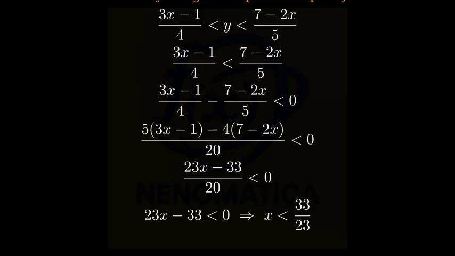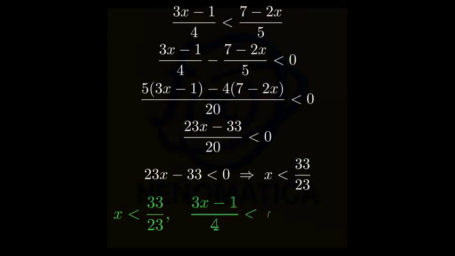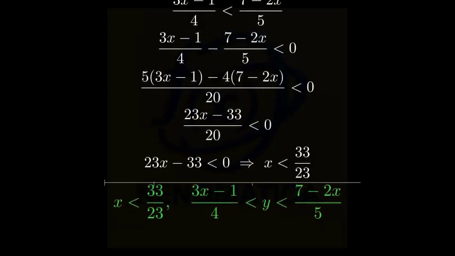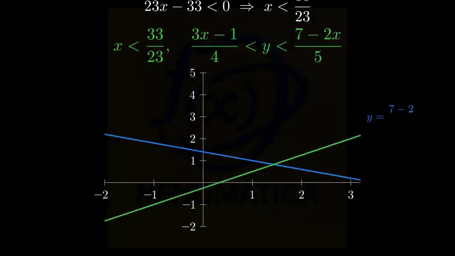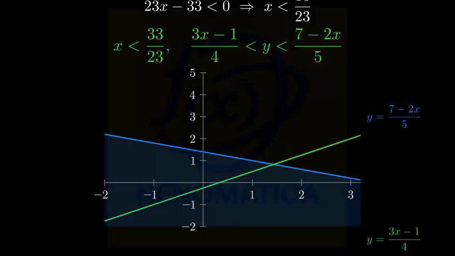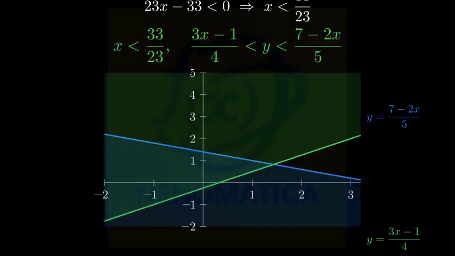Step 4. Write the full solution set exactly as bounds on x and y. x is less than 33 over 23, and y lies strictly between (3x minus 1) over 4 and (7 minus 2x) over 5. Now, let's verify the solution graphically. We'll draw coordinate axes. The blue line is y equals (7 minus 2x) all over 5, and the green line is y equals (3x minus 1) all over 4.